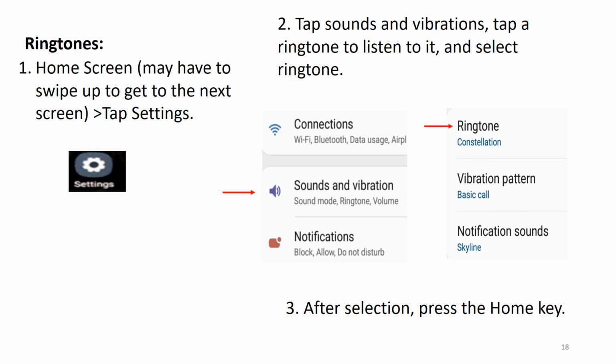Ringtones. 1. Home screen. May have to swipe up to get to the next screen. Tap Settings. 2. Tap Sounds and Vibrations. Tap a ringtone to listen to it, and select ringtone. 3. After selection, press the home key.